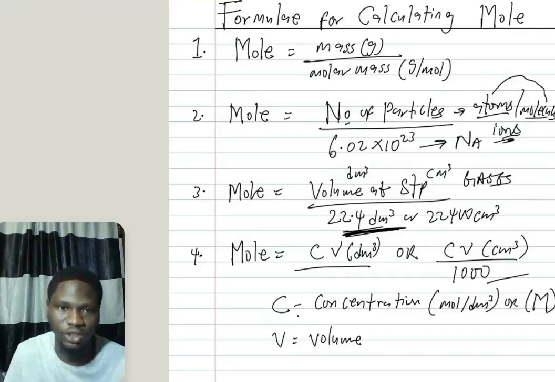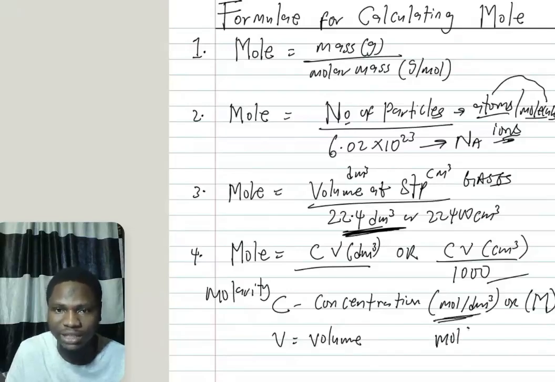C is concentration, or they call it molarity, and the unit is mole per dm cubed. If you see mole per dm cubed, they are giving you concentration. Or this one is called molar, capital letter M. Any of these can be the units. Whenever you see any of these, those are the units for concentration.